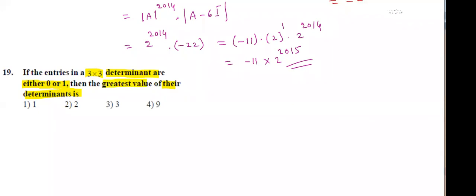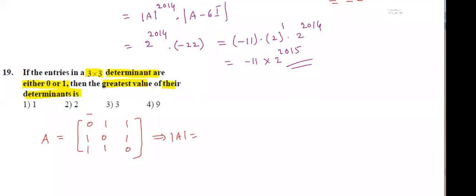When is it possible? For the greatest determinant, the principal diagonal elements should be small, and the elements other than the principal diagonal should be the greatest value. Suppose we take matrix A like this: 0, 1, 1; 1, 0, 1; 1, 1, 0. Except the principal diagonal elements, for the remaining elements we take the larger value. Then what is det of A?